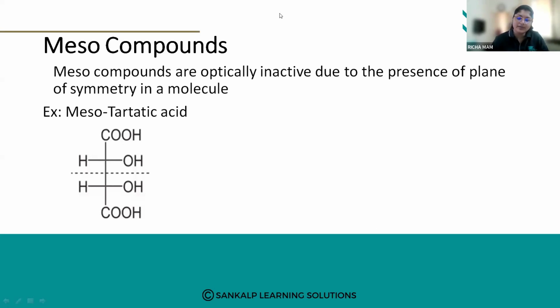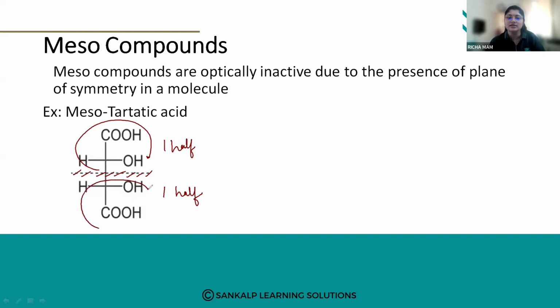Now, what is optically active? Optically active means it has the ability to rotate plane polarized light towards the right or left. Now here, what is happening in meso compounds? When a plane of symmetry is placed in the center, one half of the molecule is the mirror image of the other half. So whatever rotation is produced by one half is cancelled by the other. So these are said to be optically inactive.